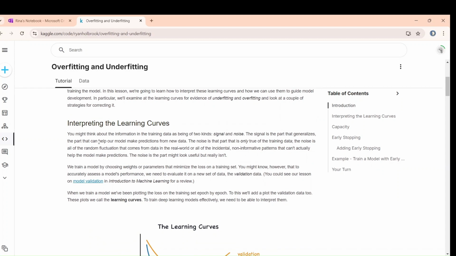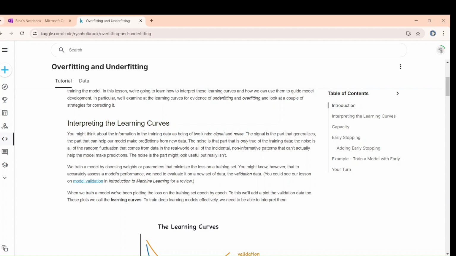Interpreting the learning curves. You might think about the information in the training data as two kinds: signal and noise. Signal is the part that generalizes, the part that can help our model make predictions for new data. That is the hidden pattern, like how our data is behaving with given conditions for the given features. And the noise is the part that is only true of the training data. The noise is all of the fluctuation that comes from the data in the real world.